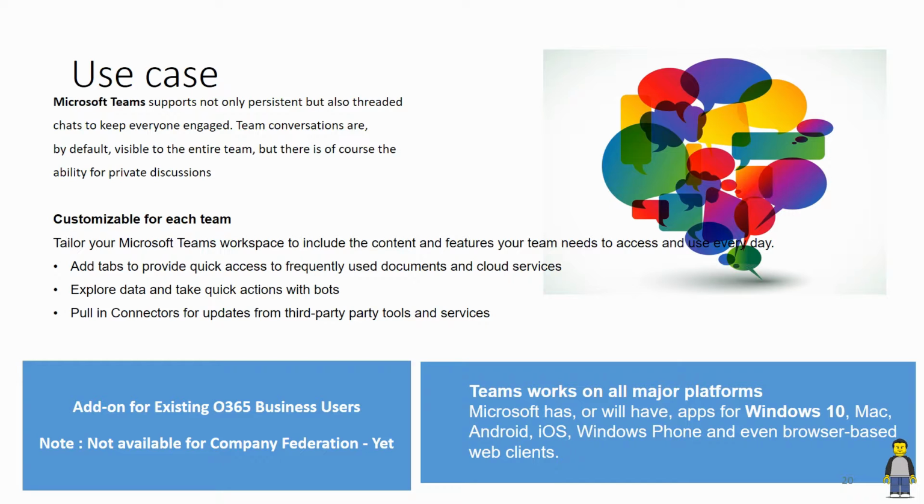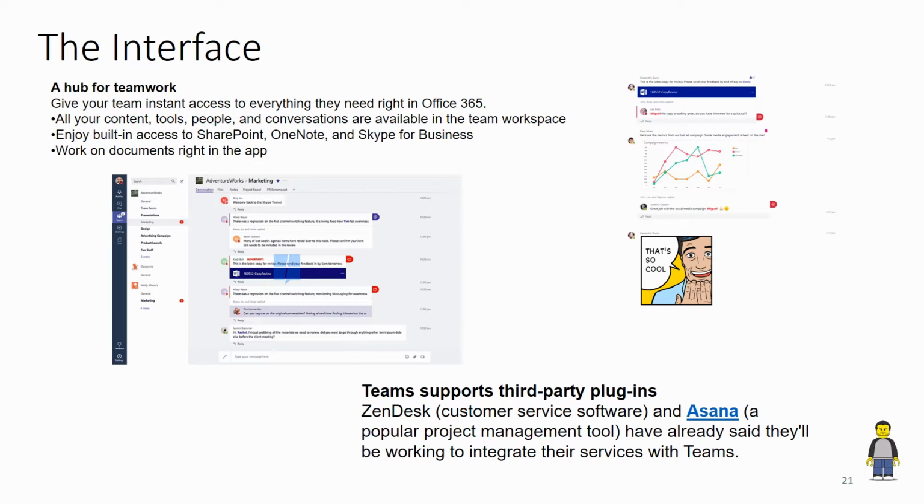As I mentioned on this slide, not yet available for Company Federation, and Teams works on all major platforms. Microsoft has or will have apps for Windows 10, Mac, Android, iOS, Windows Phone, and even a browser-based client. So the interface, again, it's a hub for teamwork, all your content, tools, and people conversations in one place. You can enjoy built-in access for SharePoint, OneNote, Skype for Business, other Office 365 solutions, and work on documents right in the app. Teams also supports third-party plugins such as Zendesk, Asana, which is a very popular project management tool, and they've already said that they'll be working to integrate their service with Teams.